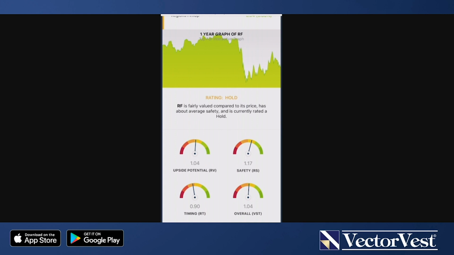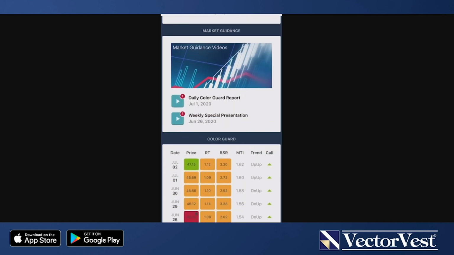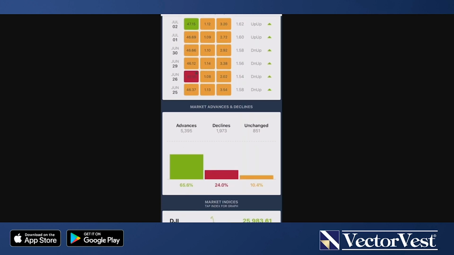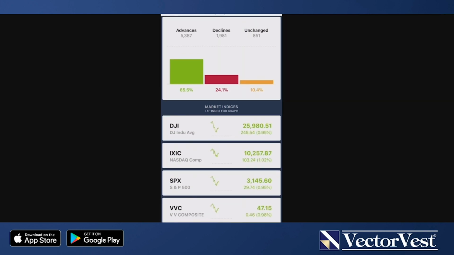All right, so with that being said, let's go ahead and wrap it up on the homepage. Right now, we're still one tick into the green. We're still mildly bullish. Therefore, we advocate buying safe, undervalued stocks that are rising in price at this time. If we go down to verify that, we can see the advance-decline still sitting at well over a 2-to-1 bias, with 66% of stocks moving higher, 24% of stocks moving lower, therefore giving us confirmation that more stocks are moving higher than lower here today. And major indices are also confirming that as well.